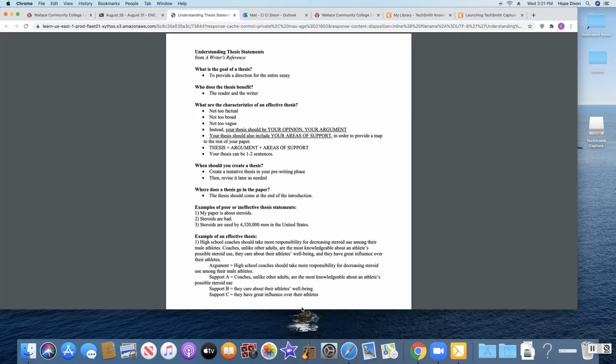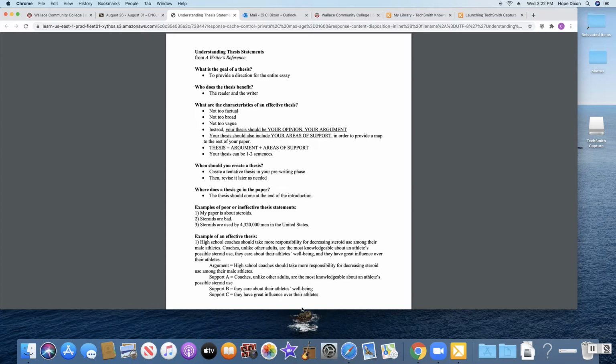Nor can a thesis statement be too broad. For example, you are writing a 600, 700 word essay, so you wouldn't want to have a thesis statement that said steroids are bad. Yes, that is arguable. That is a position, but you're writing an essay. You're not writing a book. So steroids are bad. That is a thesis statement that is way too broad.